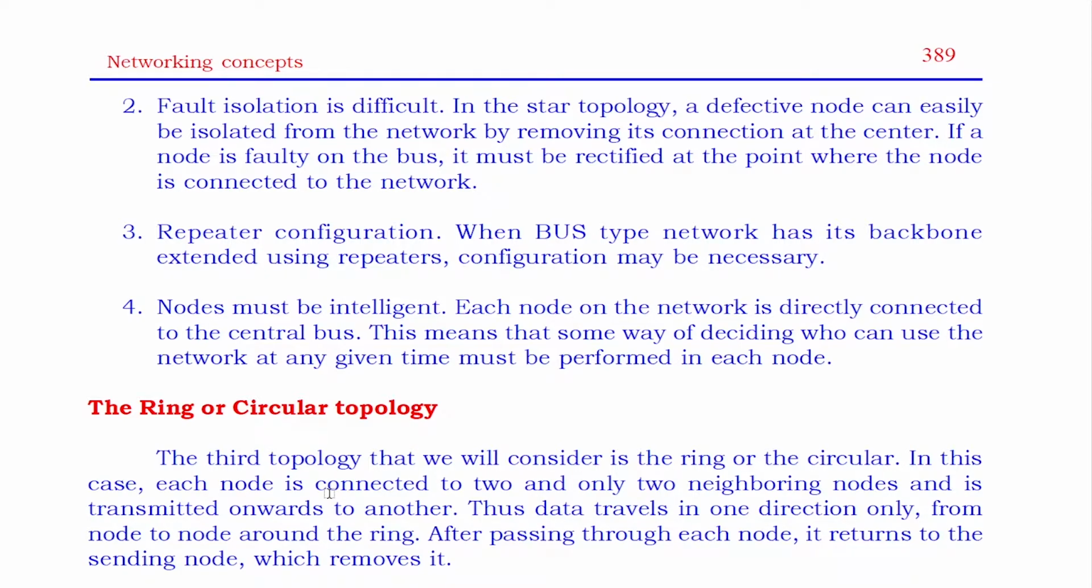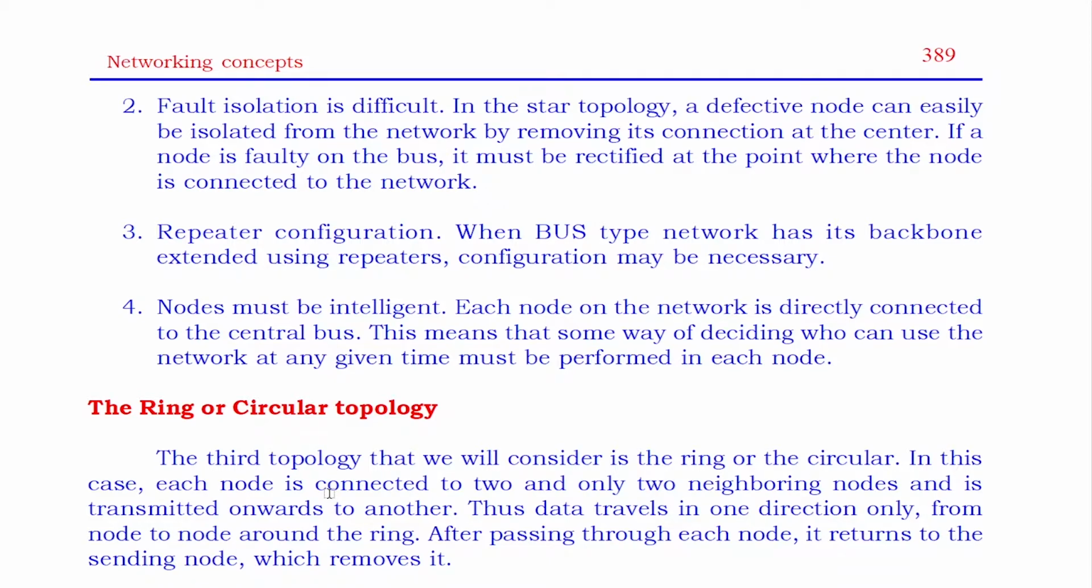In the star topology, a defective node can easily be isolated from the network by removing its connection at the center. If a node is faulty on the bus, it must be rectified at the point where the node is connected to the network. In this case we cannot remove it. So there only we have to repair it. We cannot isolate or remove it from the network, so we have to rectify that problem. That is difficult again. Fault identifying and fault isolation are both difficult.